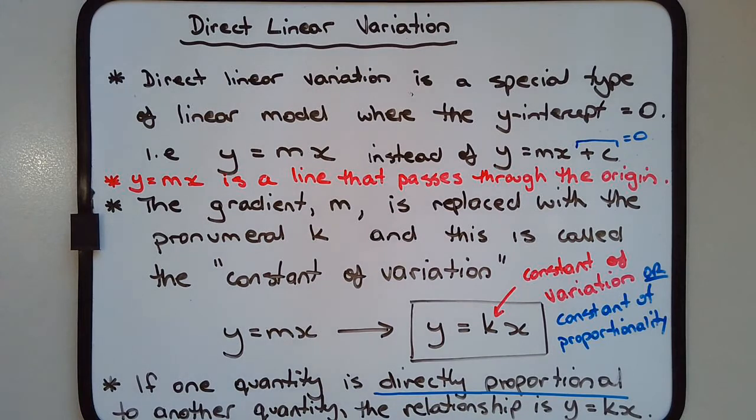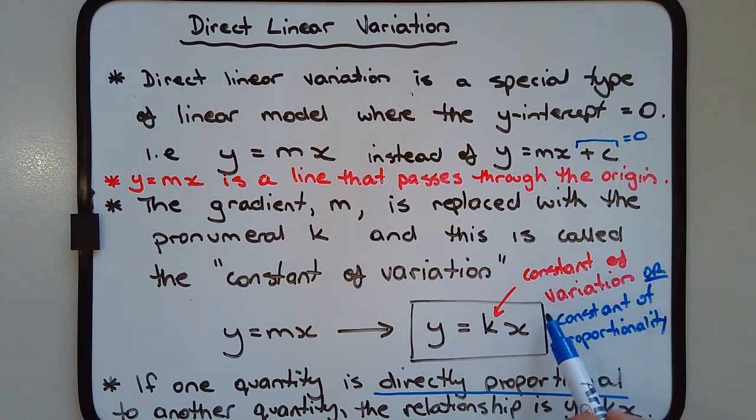It still means the same thing, but because we're talking about direct linear variation as a linear model, we don't write y equals mx as the equation of that linear model. We write it in the form y equals kx. So the k and the m are the same thing. They both mean the gradient, but we're talking about something here that relates to a linear model, that relates particular quantities or variables together.